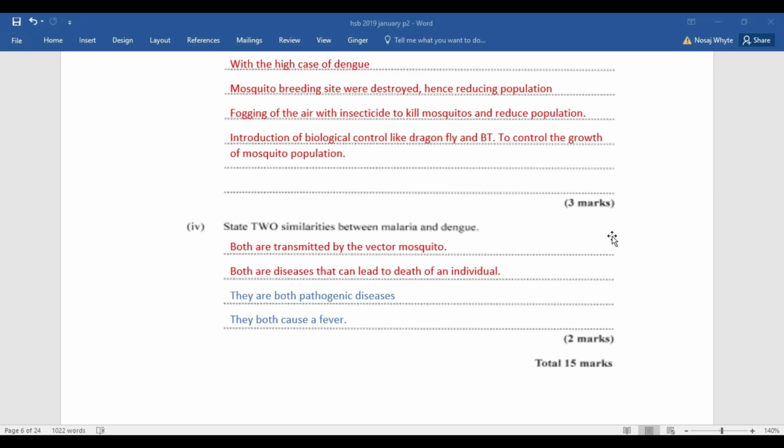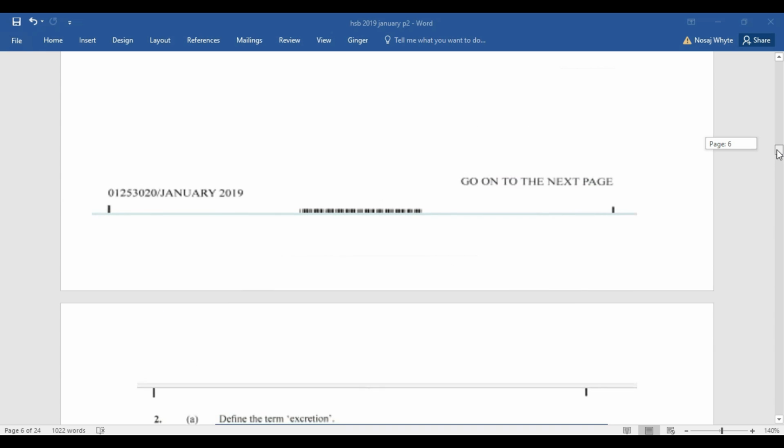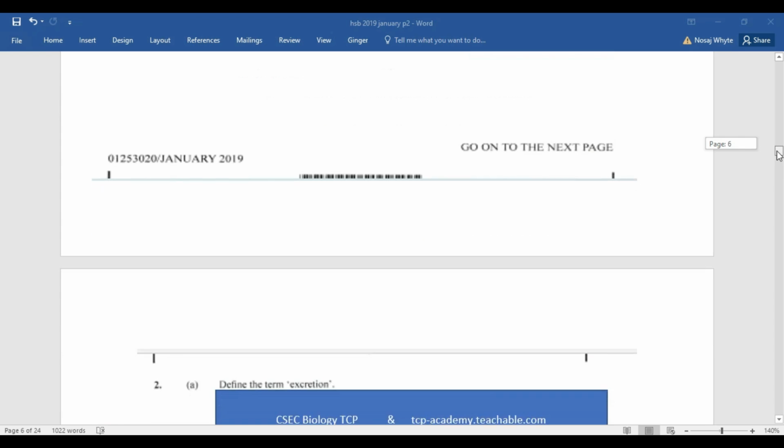Both are diseases that can lead to death of an individual. That is something similar about both dengue and malaria. They are both pathogenic diseases. All right, that's something similar again, and of course they both cause a fever. I gave the blue there as extra for those persons who wanted a little extra, and you might have something extra when you study. It's not to say that these are the only things, but these are things that you could have used. All right, so we move on down.